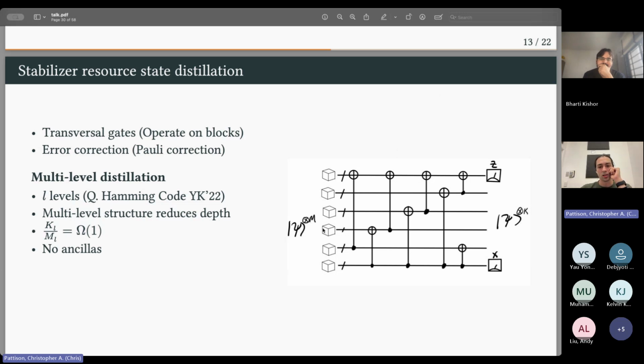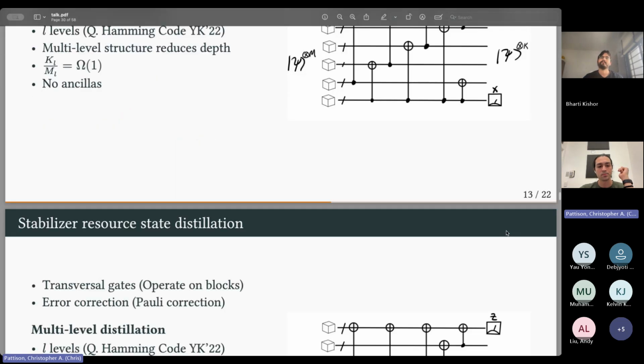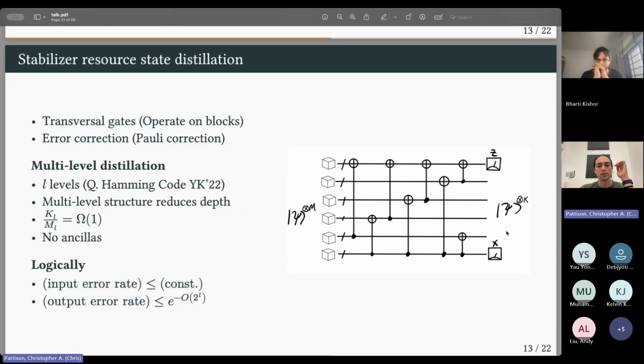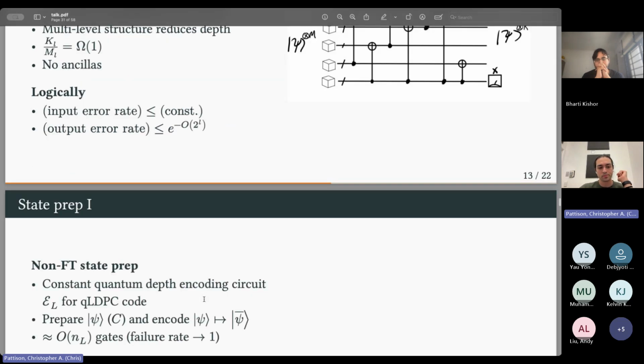So you start with a bunch of registers, initialized to the state that you want to distill. You perform the distillation circuit, and then you have a less noisy version of the state that you'd like to distill. And then logically, we start with some input error rate that's below some constant, and then we have some output error rate that's doubly exponentially small in the number of levels of distillation that we've run. So kind of as you would expect from distillation.